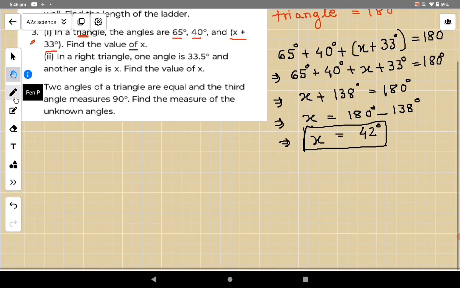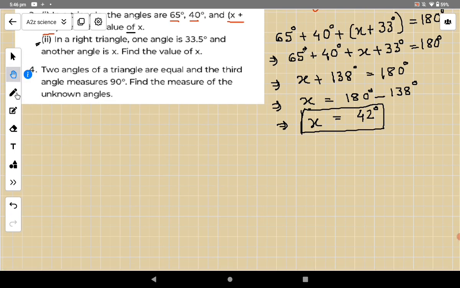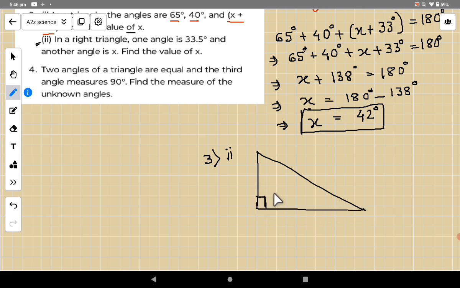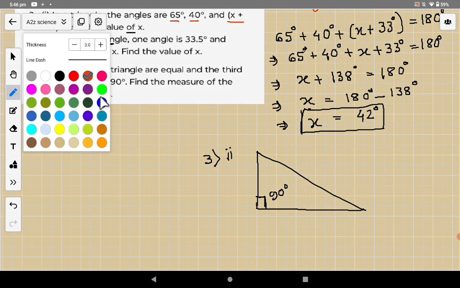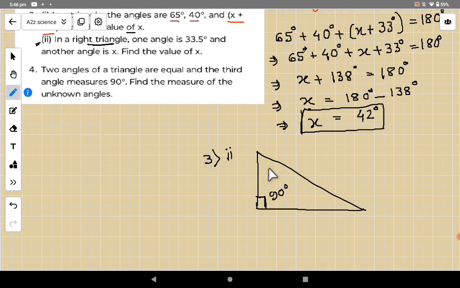Let's solve question number 3.2. In a right triangle, one angle has to be 90 degree. So this is my first clue. Now one angle is given, 33.5 degree. I have two angles remaining, so I can consider any one of the angles.